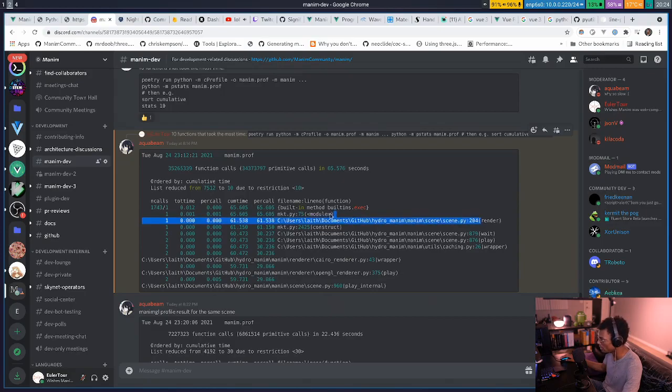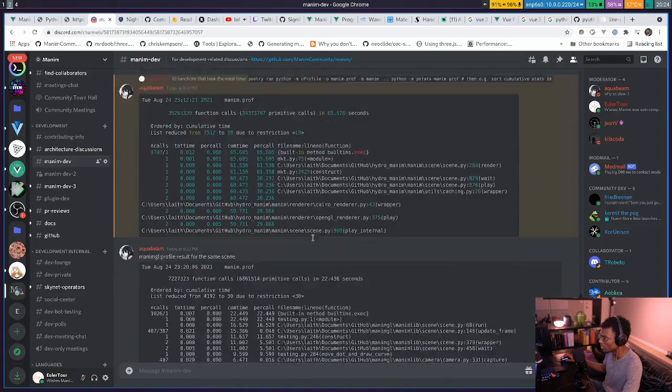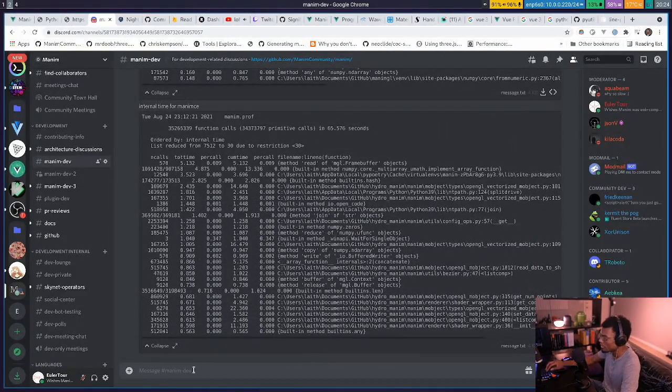Well, no, wait, that doesn't make... Renders, it won't be that useful. It's something within OpenGL renderer, probably. So you probably want to profile like play internal or something. But I'll just write all this out.